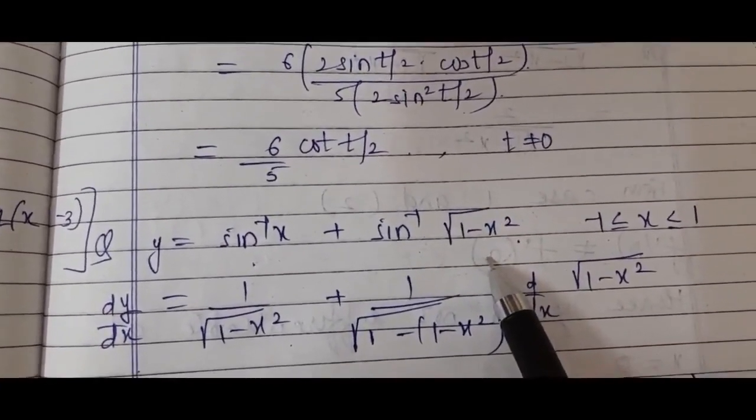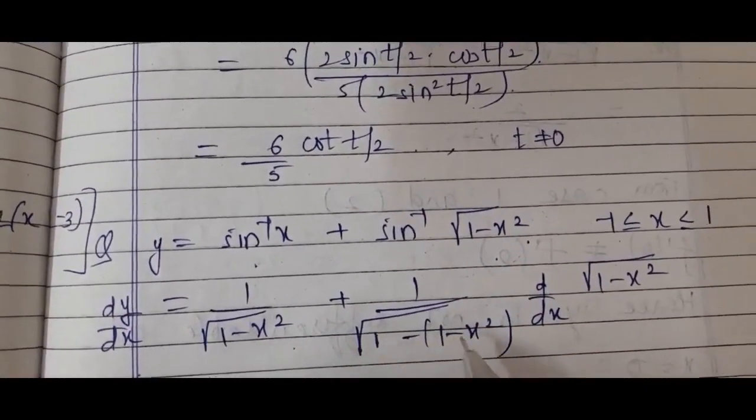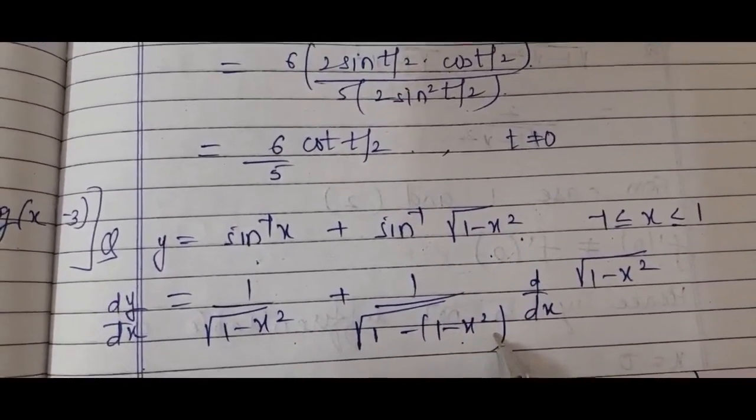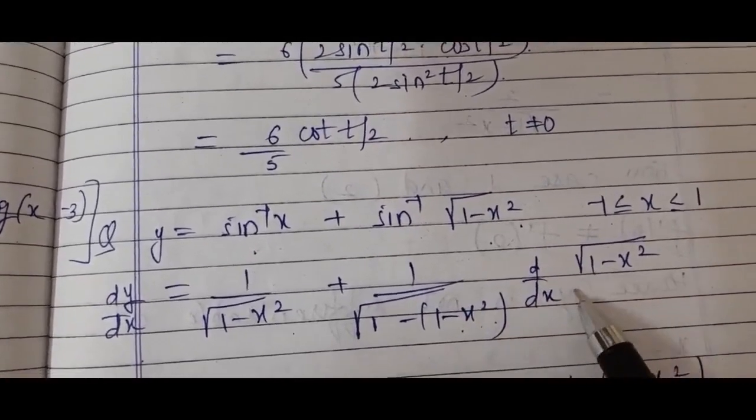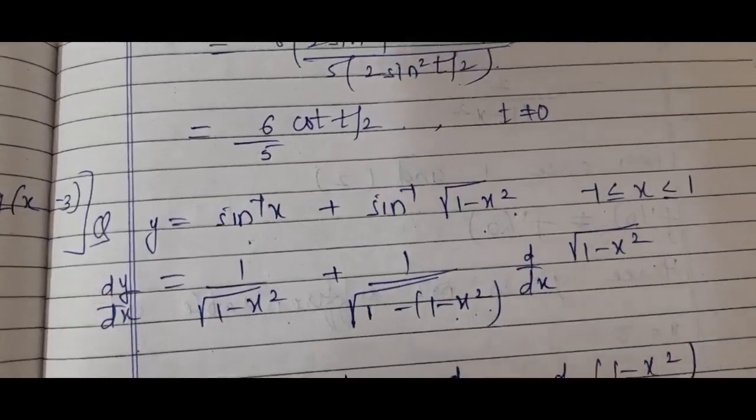So we know the formula is 1 upon under root of 1 minus x square. So in place of x we are going to write 1 minus x. Under root of 1 minus x the whole square will give 1 minus x into d by dx of under root of 1 minus x square.